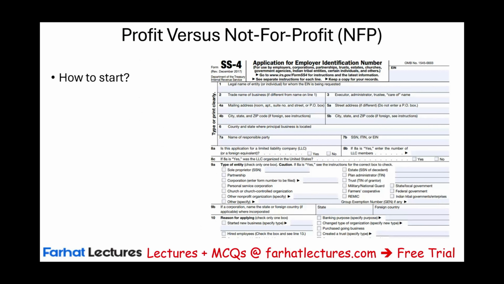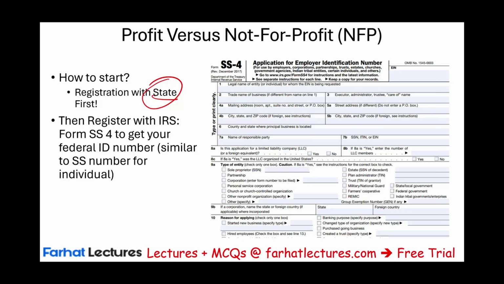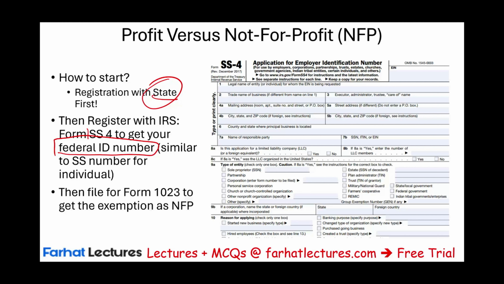So first thing we need to know is, how does a not-for-profit start? Well, actually it starts with the state. Although it's exempt on the federal level, a not-for-profit, simply put, could be a corporation or a trust. So basically what they have to do first is file with the state. Then after they file with the state, they register with the IRS to get what's called a federal ID number. Federal ID number is similar to a social security number. And the corporation incorporated in the state will file Form SS4. And from the SS4, they will get a federal ID number, just like each individual has a federal ID number.